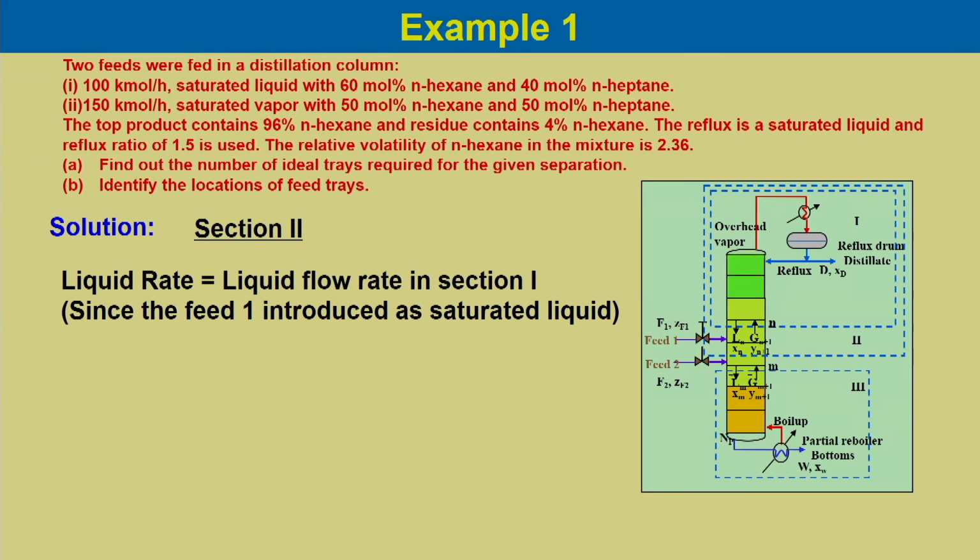Now, for section 2, the liquid rate would be equal to the liquid rate in section 1, since feed 1 is introduced as a saturated liquid.